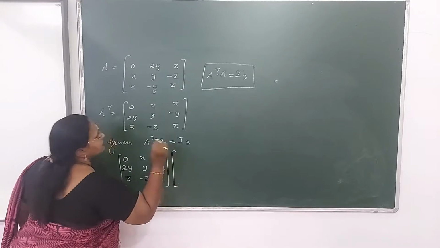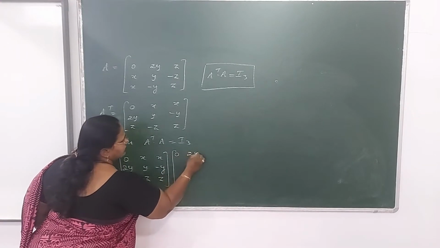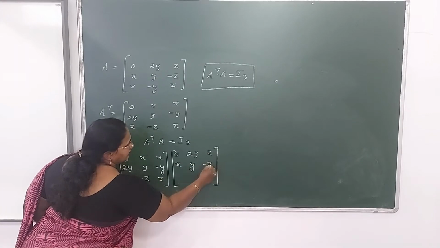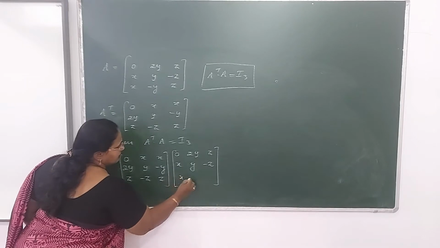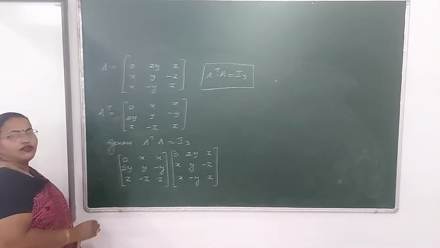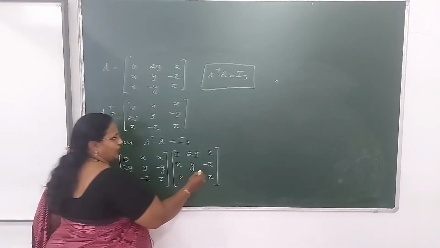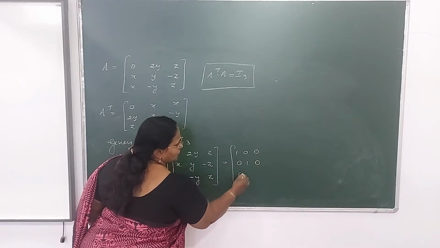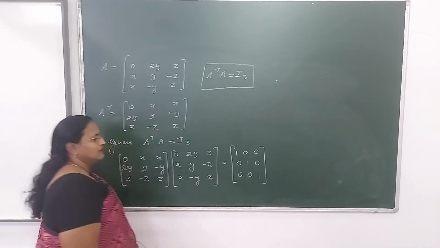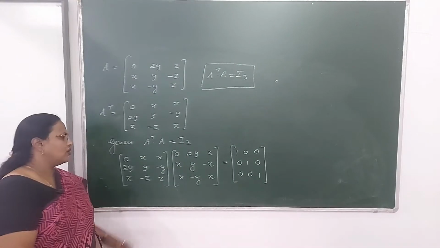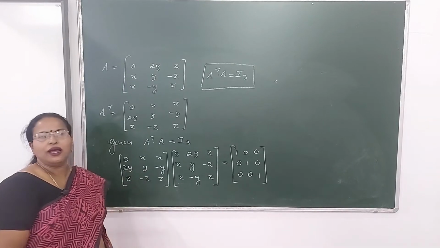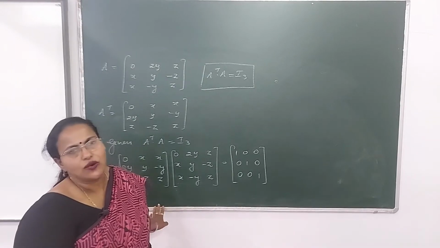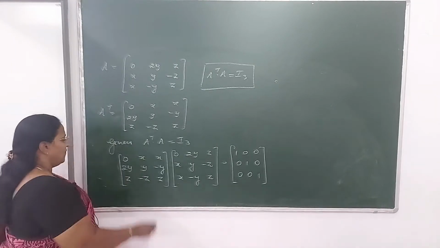Now write down A matrix. A is 0, 2y, z. Second row x, y, minus z. Third row x, minus y, z. Right side identity of order 3. So right side will be 1 0 0, 0 1 0, 0 0 1. Now it's very easy. What do you have to do? You will be multiplying the two, and finally you will be applying the concept of equal matrices. So let us start now.